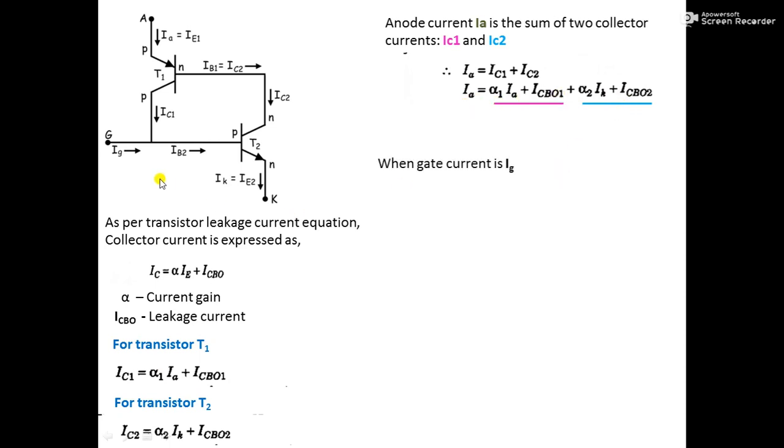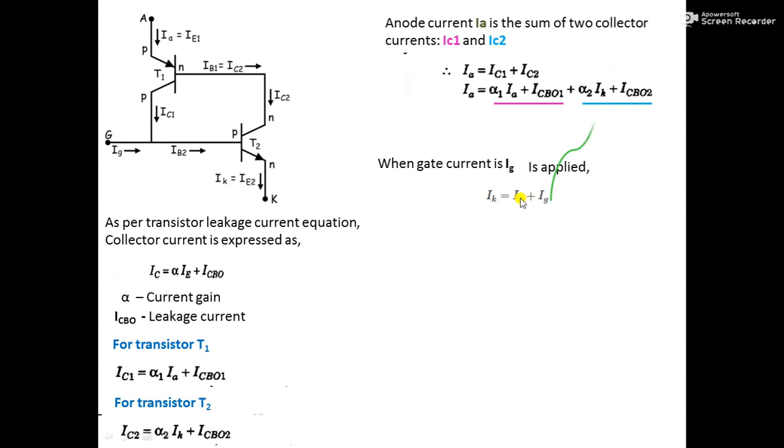Next you see, when a gate triggering pulse is applied at the gate terminal, there will be a current IG flowing through gate. So when gate current IG is applied, IK will be IG plus IA. You see here IG is coming here. Also from top IA is coming here. So both of these currents constitute IK. So IK is equal to IA plus IG.